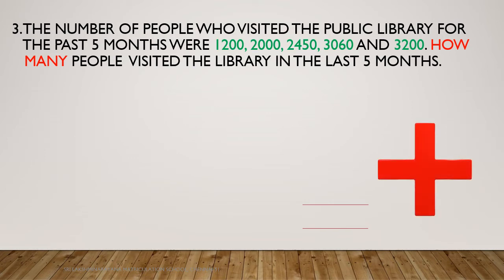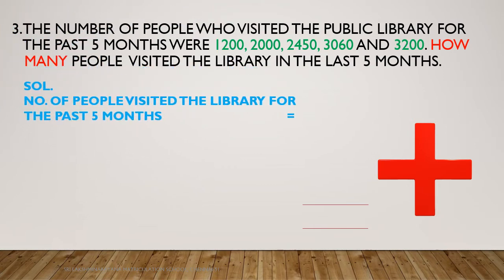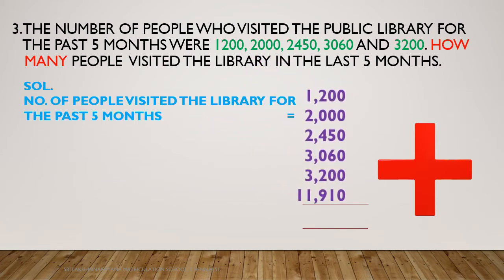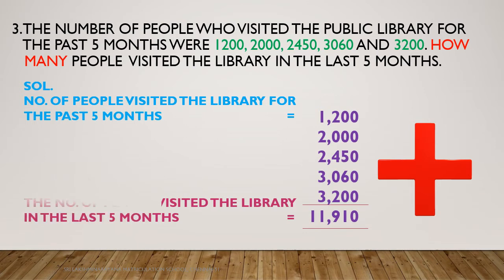So, here the number given is in the form of countable numbers. Let us start the statement with number of people visited the library for the past 5 months, or write down all the numbers vertically from one's place, add all the numbers. The answer is 11,910.